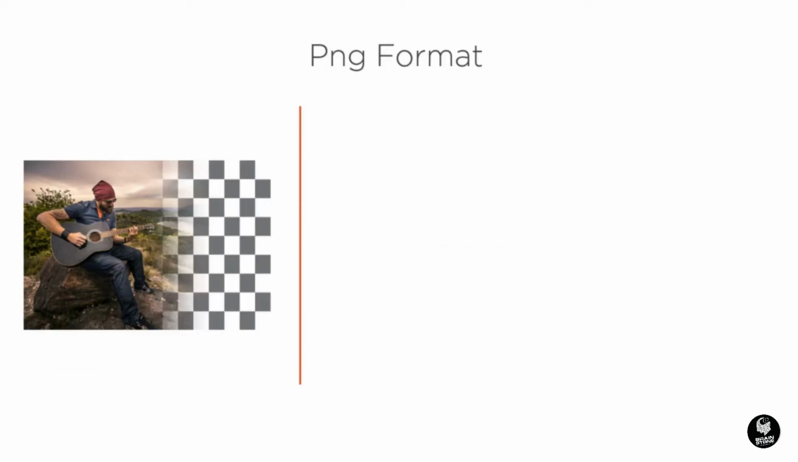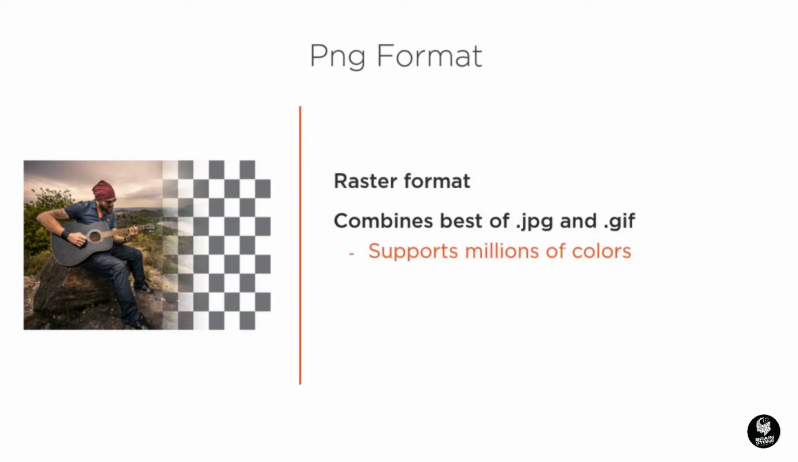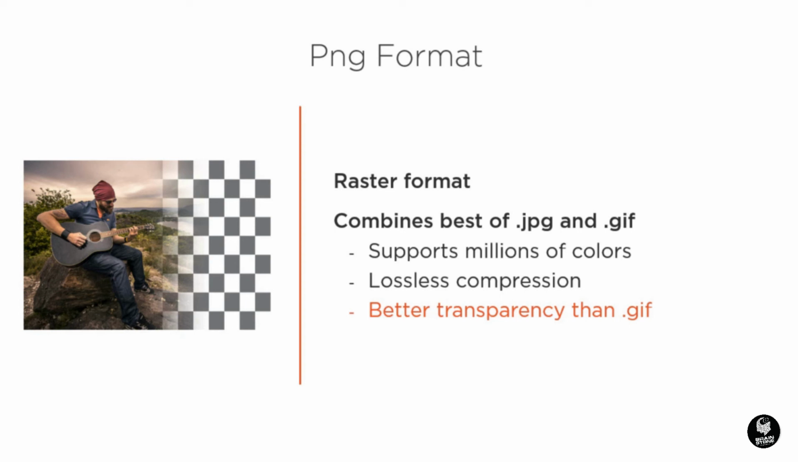The last file type we will discuss is the PNG format. Now, once again, this is a raster file type, and it's perhaps the best of the three. PNG files support millions of colors just like the JPEG format, but they use a lossless compression method to reduce the file size without affecting visual quality. Now, they also support transparent pixels, but they produce a much smoother transparent edge than a comparable GIF file.